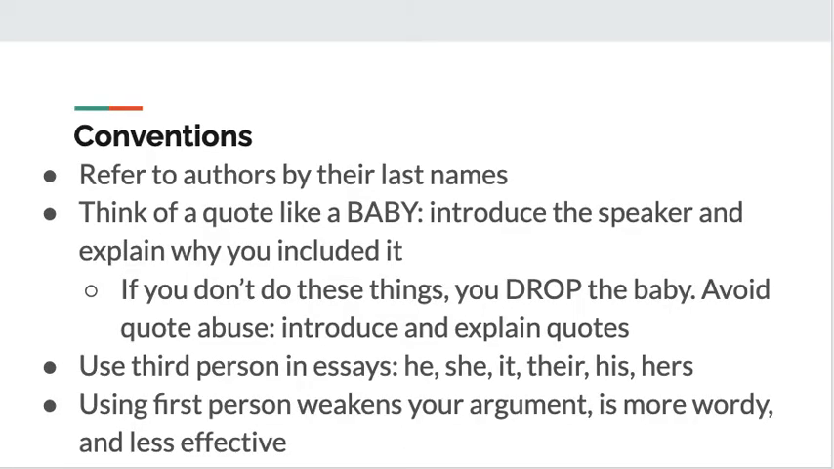Conventions. You refer to authors by their last names. You never refer, like when we're writing about Night, you don't say Elie, you say Wiesel. Or if we're writing about Persepolis, we don't say Marjane, we call her Satrapi. It's just a convention that you do. You write about authors using their last names. You don't say Mr. or Ms. in front, just their last name. It's kind of distant, but that's what we do.